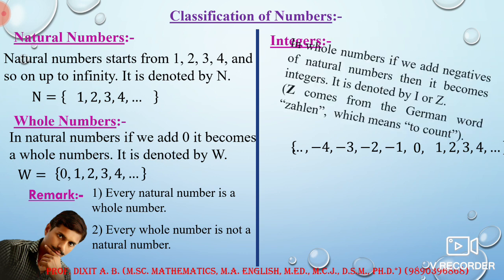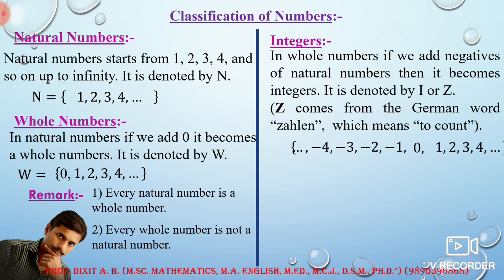So I can define the integers as: in whole numbers, if we add negatives of natural numbers, then it becomes integers. It is denoted by I or Z. Z comes from the German word zahlen, which means to count. So Z is equal to this set: minus infinity, -4, -3, up to 0, then 1, 2, 3, 4 and so on up to infinity.